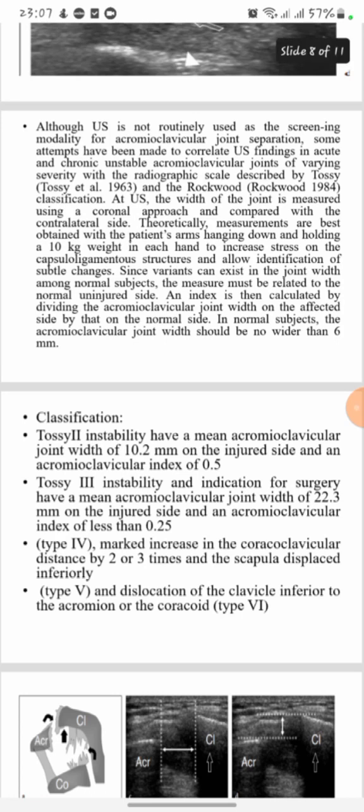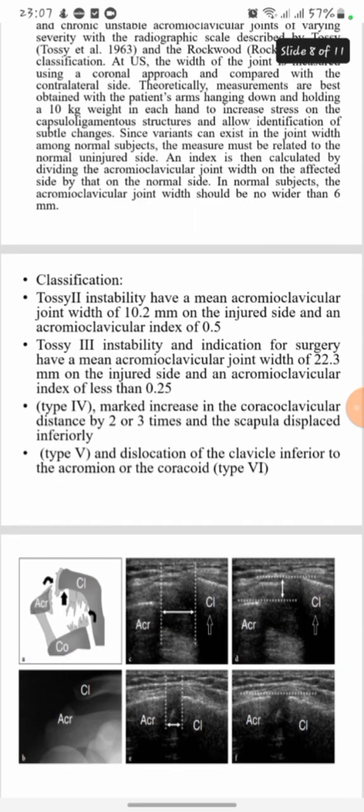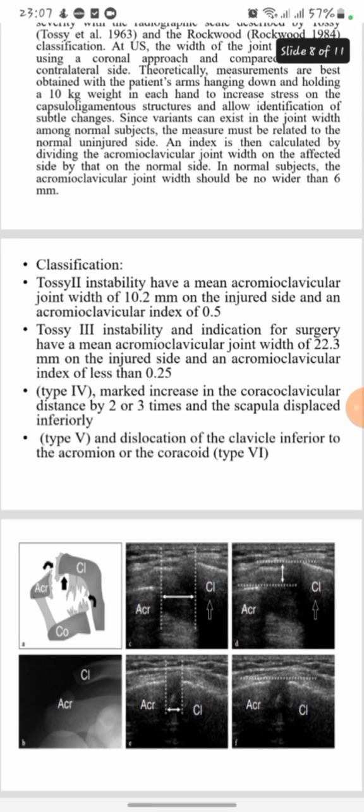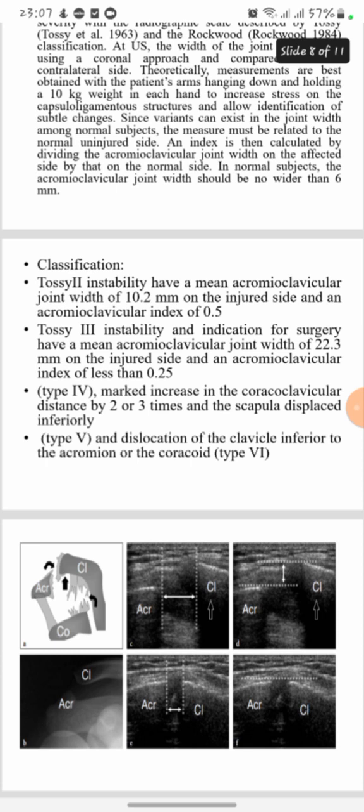In a normal subject, the acromioclavicular joint width should be no wider than 6 mm. So classification type 2, which means instability, has a mean acromioclavicular joint width of 10.2 mm on the injured side and an acromioclavicular index of 0.5. Type 3, instability of the joint, which would be an indicator for surgery, has a mean acromioclavicular joint width of 22.3 millimeters and an index of less than 0.25.